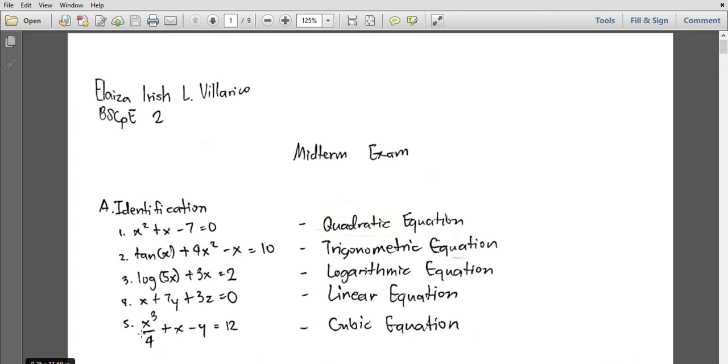Number 5. x cubed over 4 plus x minus y is equal to 12. This is a polynomial equation that is degree 3. As we can see here, x cubed over 4. So therefore, it is a cubic equation.